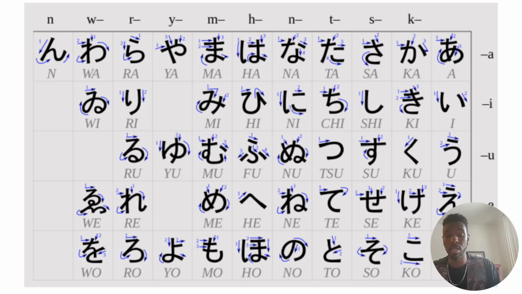Ra, ri, ru, re, ro. Wa and o. We and wi are not in modern Japanese. I don't know why that's there. Don't worry about it. We're going to talk about o in the second part of the lecture today. That's a special word. And then the one consonant that exists on its own.